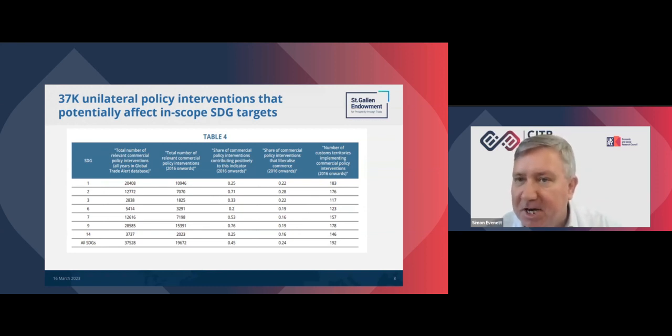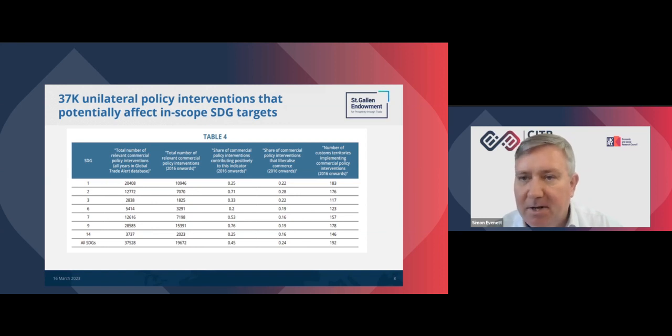So if you take SDG 9, 76% of the policy interventions affecting SDG 9 contribute towards attaining those goals. Actually, these are mainly policy interventions that increase production, value-added, employment. But only 19% of those policy interventions are liberalizing. And so I'll come back to this point later, because this is probably the SDG where there's perhaps the biggest tension.